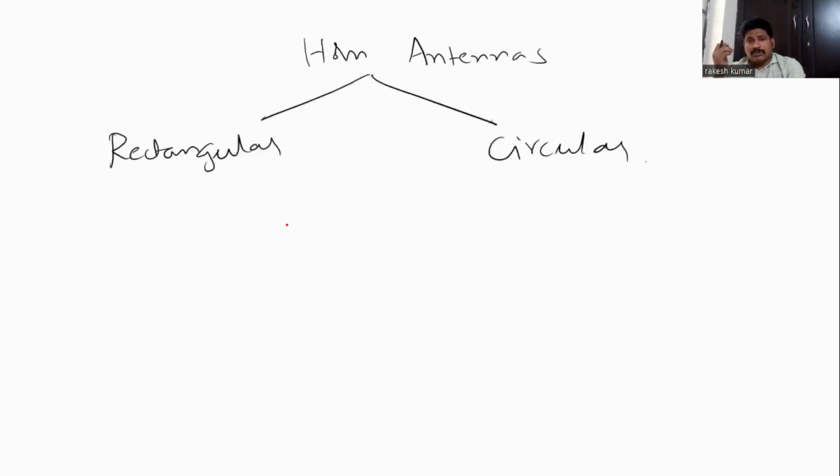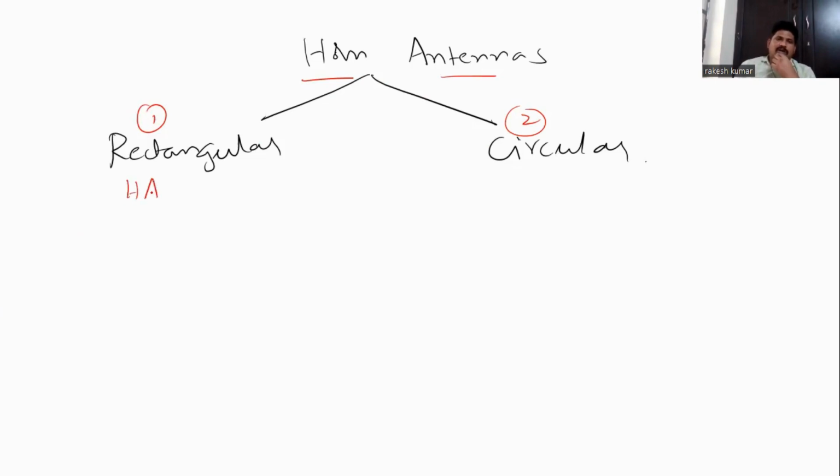What are the different types of horn antenna? Okay, so horn antennas are of two types. One is the rectangular horn antenna, and the other is the circular horn antenna. Rectangular horn antennas are fed with rectangular waveguide.